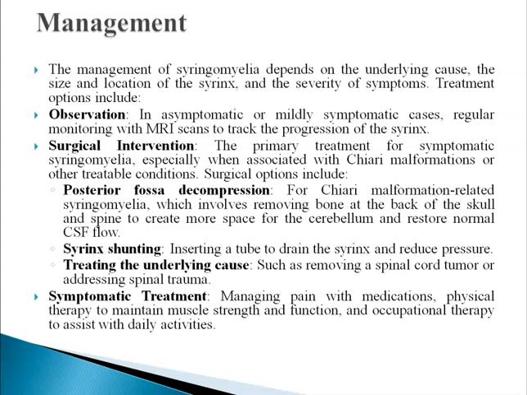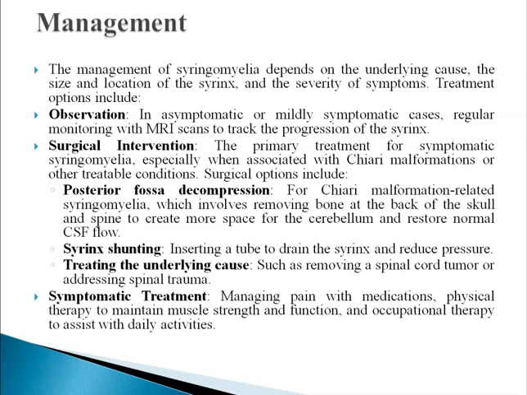The management of syringomyelia depends upon the underlying cause, the size of the syrinx, the location of the syrinx, and the severity of the symptoms. So the treatment options include observation, that is in asymptomatic or mildly symptomatic cases, regular monitoring with MRI scans to track the progression of the syrinx; surgical intervention.